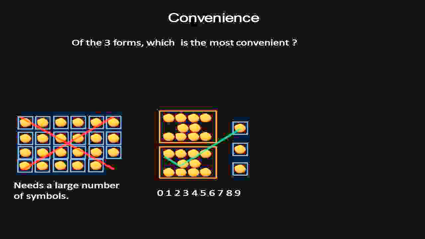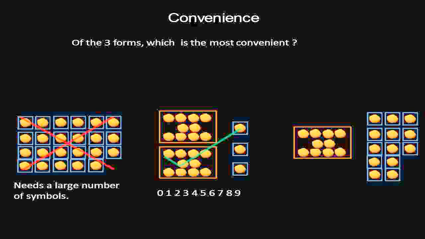So let's look at the third form. We've seen the first two forms. Let's look at the third form, which was the intermediate form, where we used one 10 laddu box and 13 1 laddu boxes. Here also, because we have used 1 laddu boxes to represent 13, we need a large number of symbols to represent the number system.